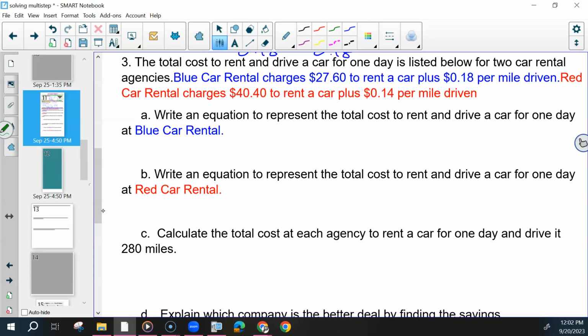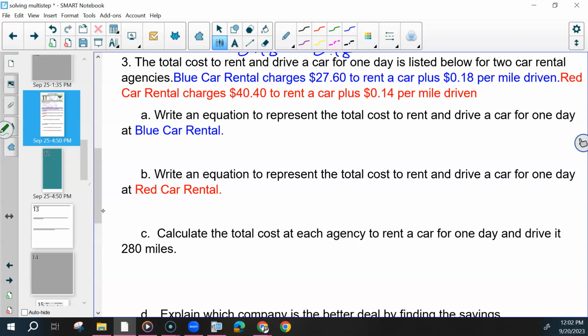Couple things. Make sure that you're looking at the numbers. The first set of numbers goes with blue. The second set of numbers goes with red. If you want to color code those, you can. Part A and Part B ask you to write an equation about total costs, but it doesn't tell you what the total cost is. So at the end, just write equals the word total.